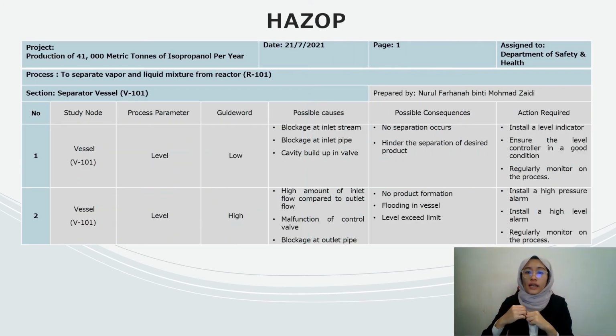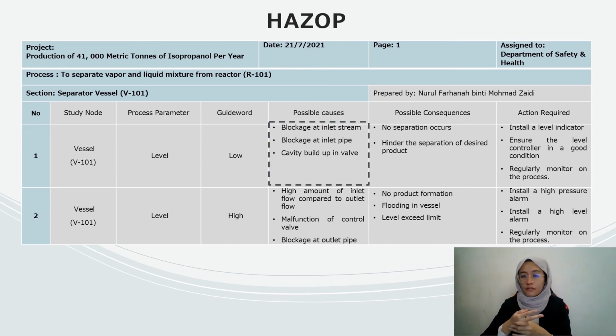HAZOP is a technique for identifying possible hazards in a system and identifying operability issues that are likely to result in non-conforming products. The table shows an example of HAZOP for process vessels. Let's look at the level parameter in the separator vessels. A low level in the process vessel is normally due to a blockage at the inlet stream, a blockage at the inlet pipe, and also a cavity built up in the valve, which could lead to no separation occurring and ultimately hindering the separation of the desired product.